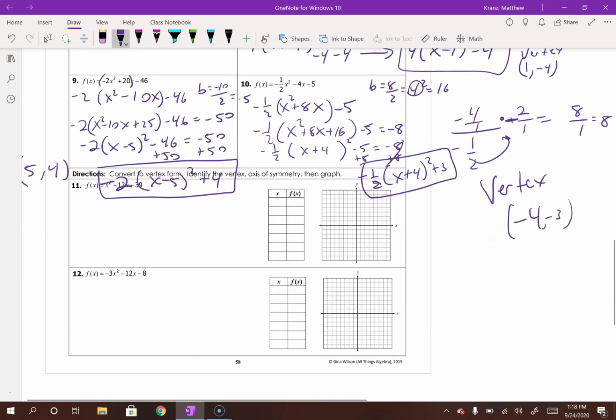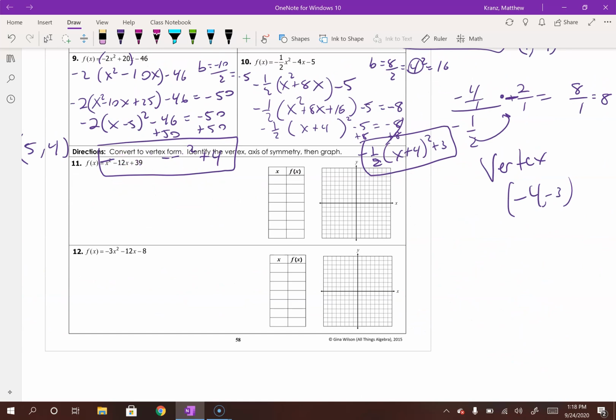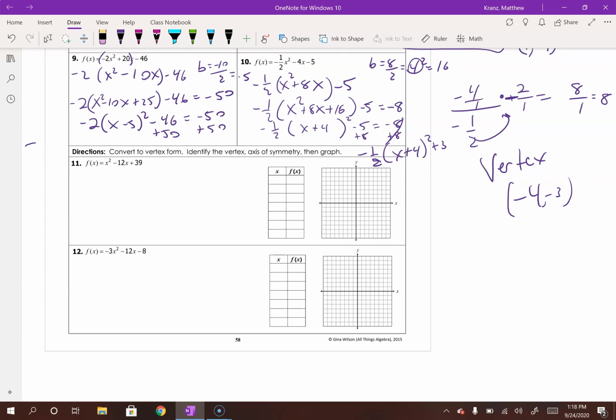All right. Moving on a little bit. This says convert to vertex form, identify the vertex and axis of symmetry, then graph. So for vertex form, we're going to complete the square again. We're going to take negative 12 and divide it by 2, getting us negative 6, and square it, getting us positive 36. So x squared minus 12x plus 36 plus 39 equals 36. We have to put this 36 on both sides.